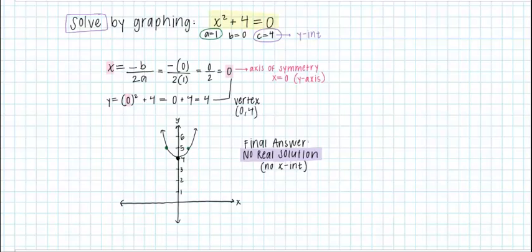So when you go to write your final answer, it would have to be no real solutions, because there's no spot where this touches the x-axis. It's not possible to plug in any value for x, square it, add 4, and get an answer of 0. That's just not going to happen. That's where our imaginary numbers will come into play, and we can talk more about how to find those imaginary roots once we get into our algebraic methods. But for now, if you're solving by graphing, you would just put no real solution when it doesn't have any x-intercepts.